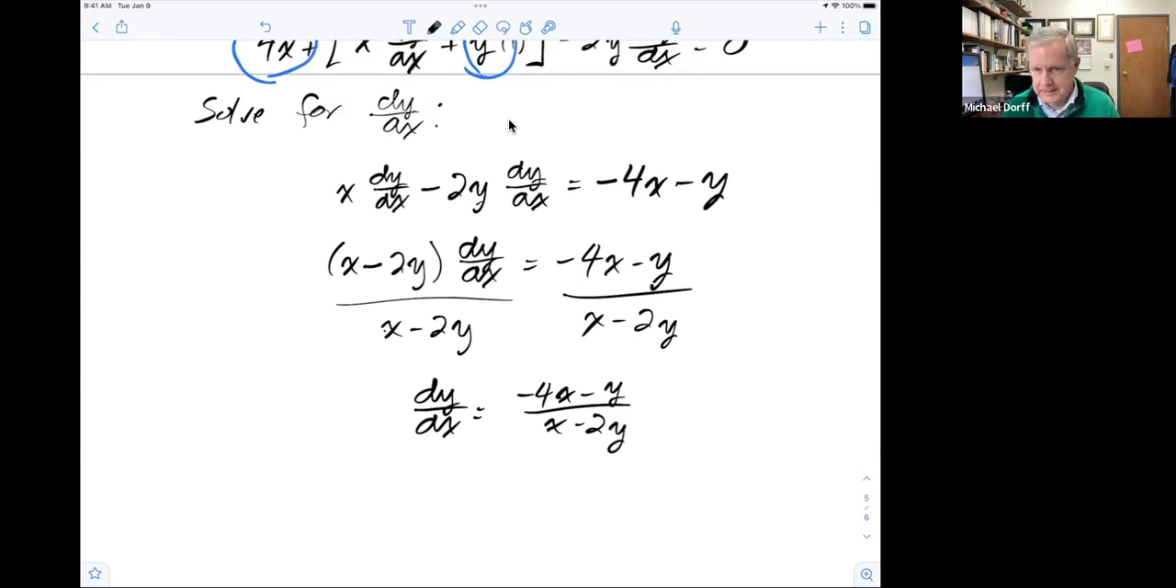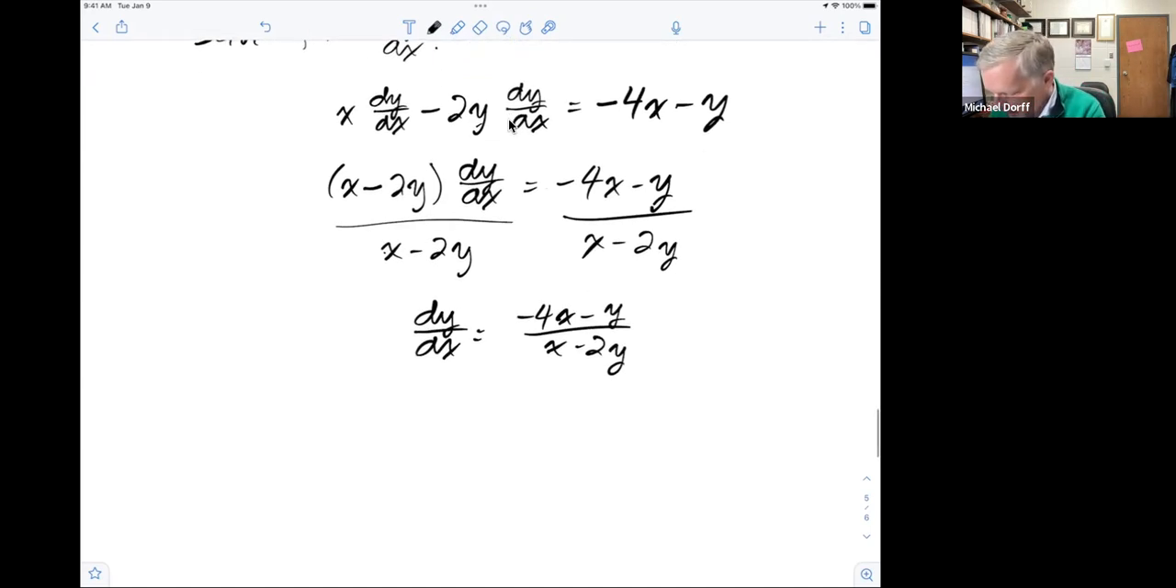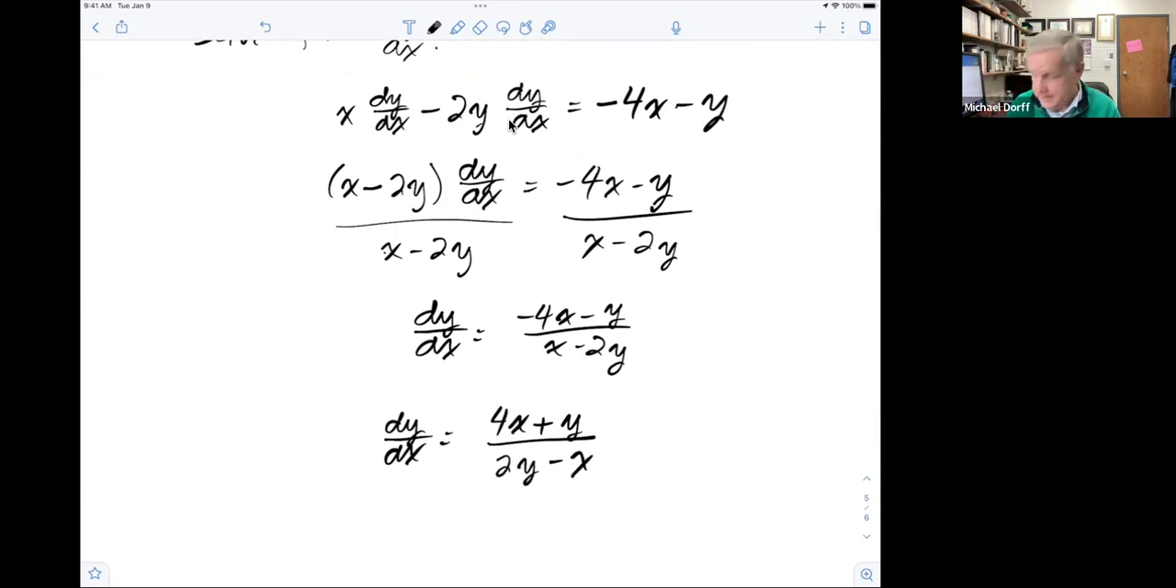Now, the book, if this were a problem from the homework, they probably would not write the answer like this. They would probably write the answer as 4x plus y over 2y minus x. That's probably how they would answer it. How did they get that from what we had before? Both answers are correct. How did they do that?